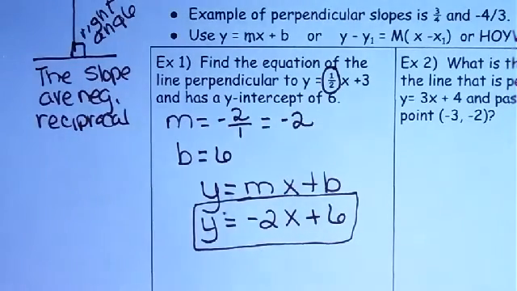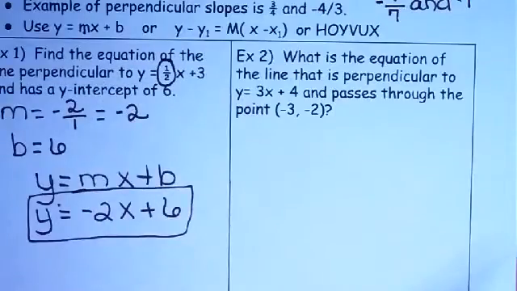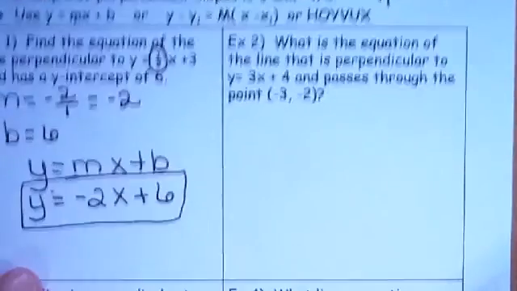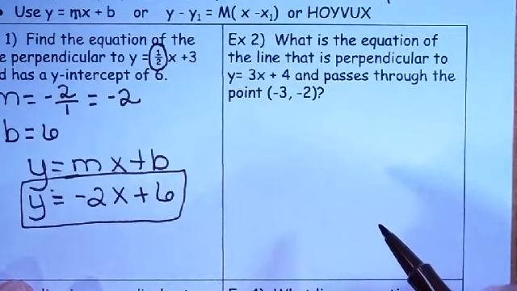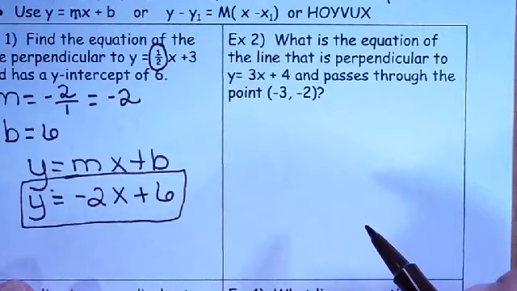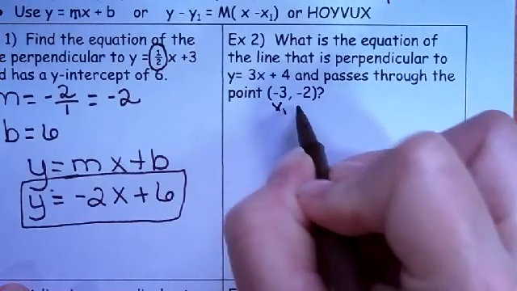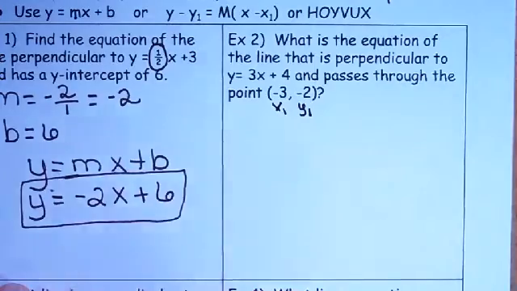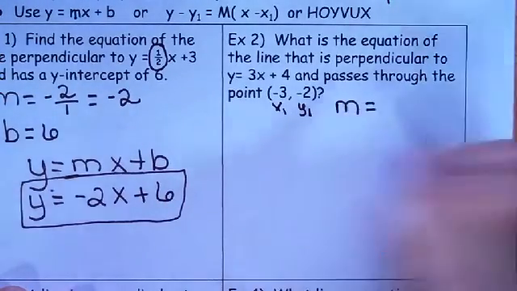Now, number 2 is going to be an example that's going to require us to use the point-slope formula. It says, what is the equation of the line that is perpendicular to y equals 3x plus 4 and passes through the point -3, -2? Well, we have our x1, y1 for our formula right there, but I need my perpendicular slope. So I'm going to write right here, m equals.